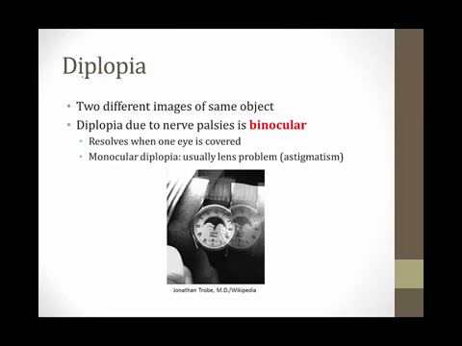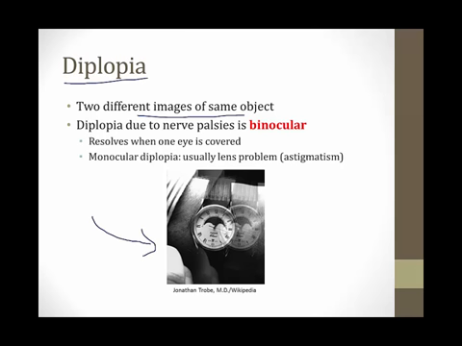And then the second concept that's important to understanding nerve palsies of the eye is the symptom of diplopia. Diplopia means seeing two different images of the same object. This is a picture of what it can look like on the screen. And diplopia occurs in many of the eye palsies that we'll discuss.